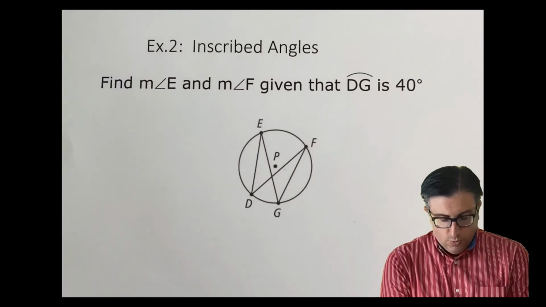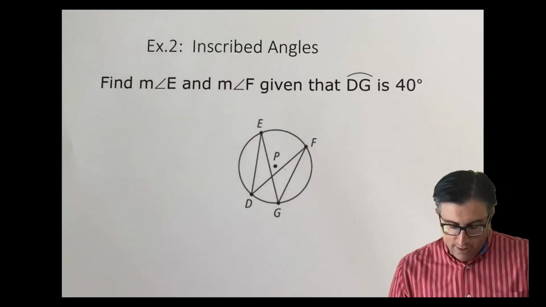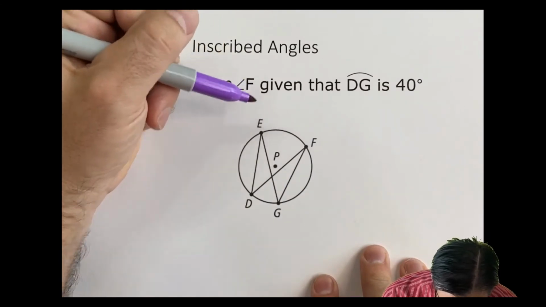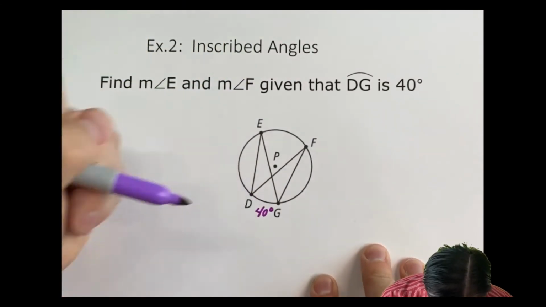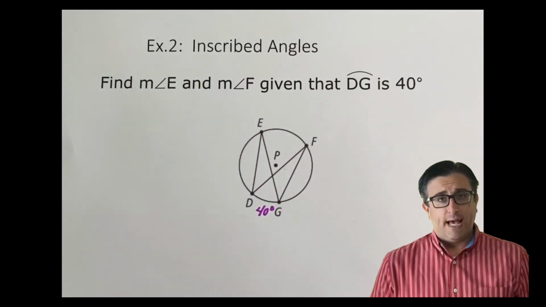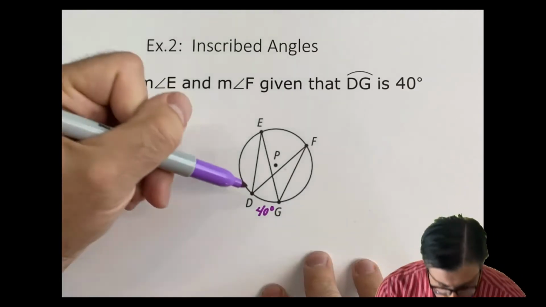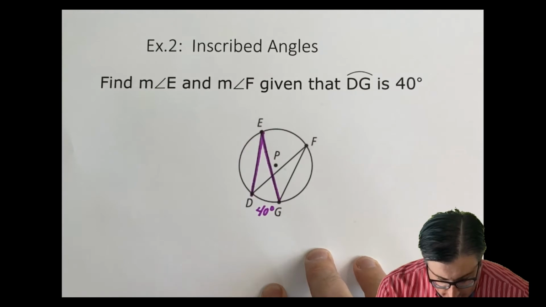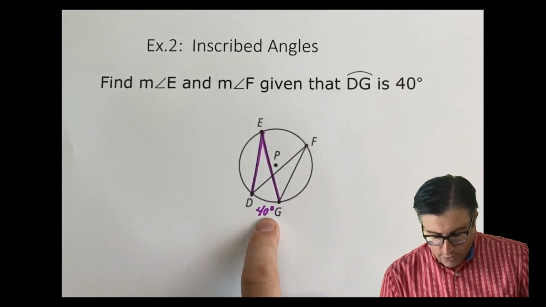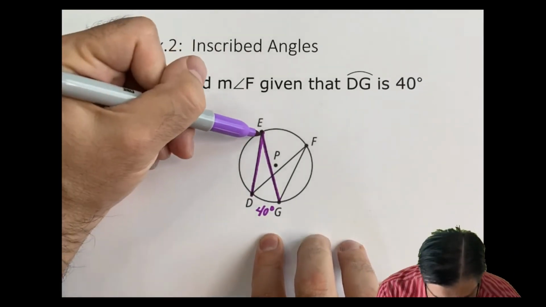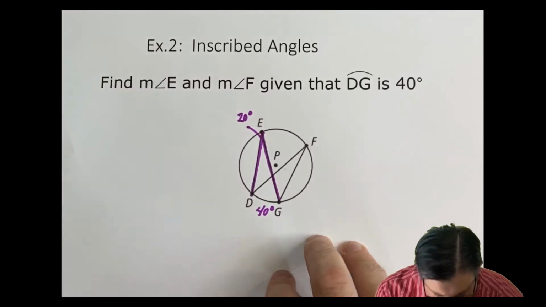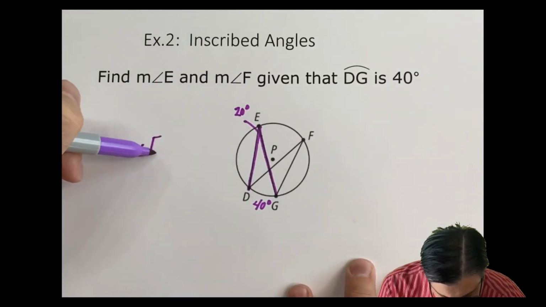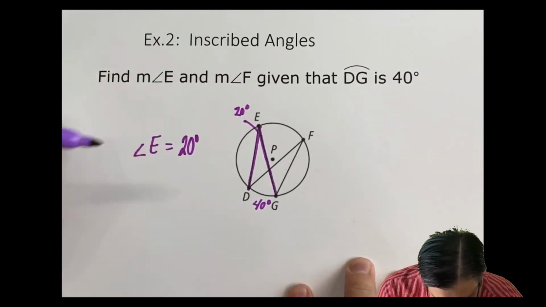So example 2 wants us to find angles E and F, given that arc DG is 40 degrees. Again, I like to trace out the inscribed angles. So I'm going to trace out DE and GE, and I noticed that 40 degrees was created by a 20 degree angle. So angle E is 20 degrees.